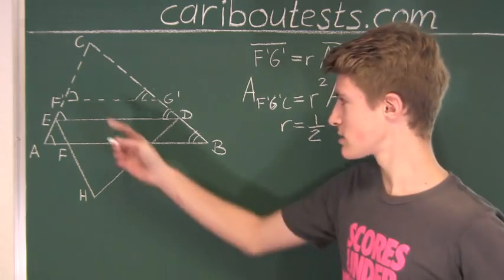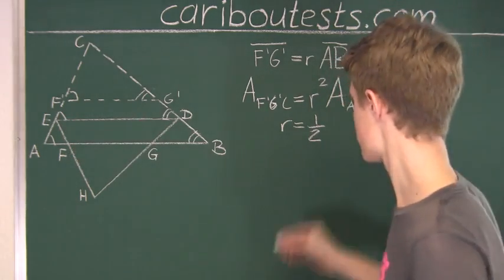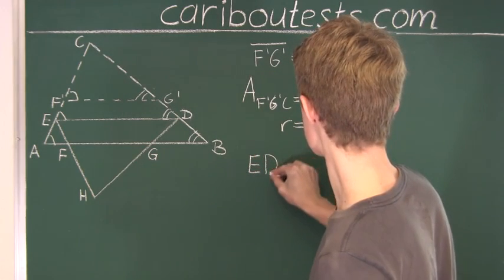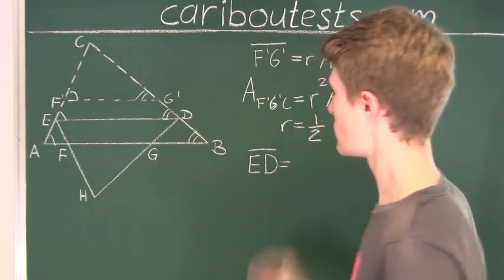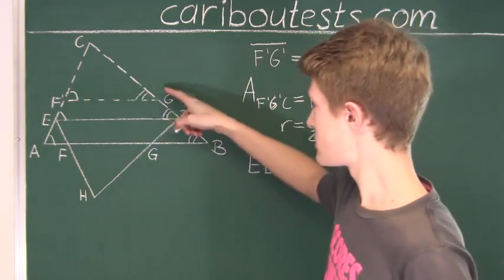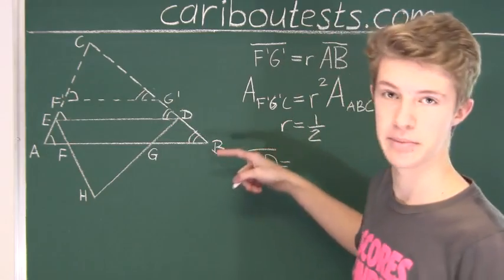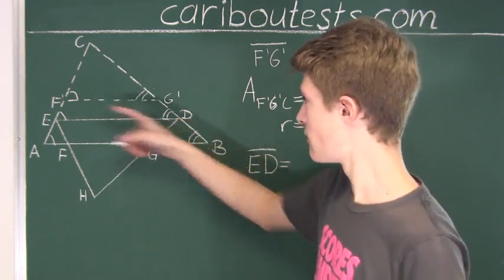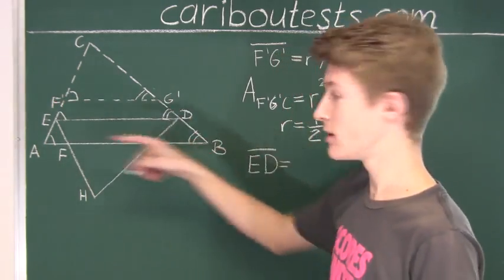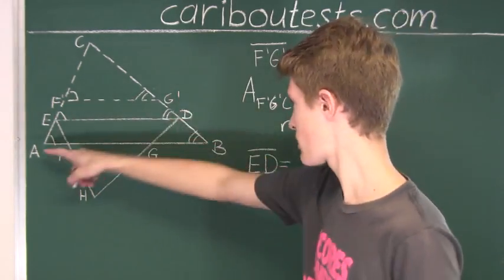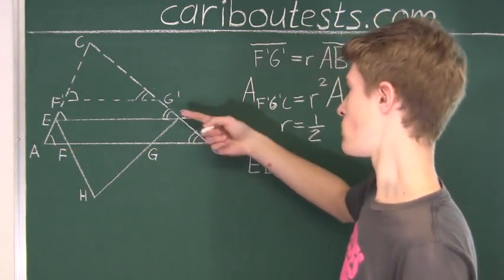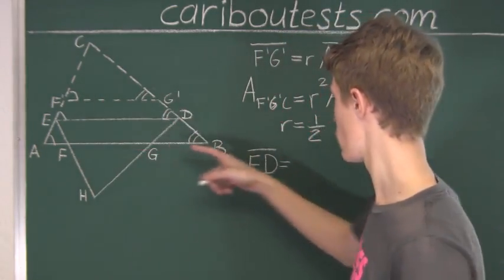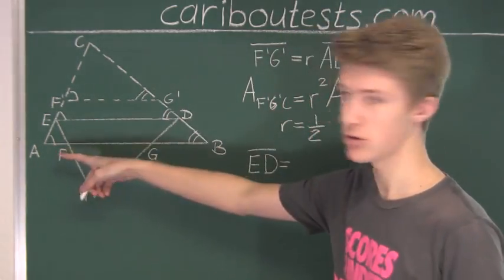Alright, now let's look at the line ED. We know that F prime G prime is a half in relation to the line AB being a whole, and since the line ED is right in the middle of these two lines, and this line is the average of F prime G prime and AB, that must be 3/4, because 3/4 is the middle of a half and a whole, and that is in relation to the line AB.